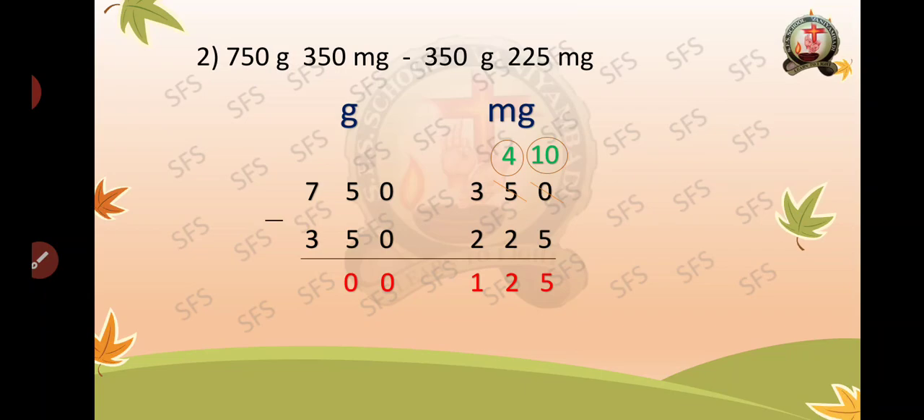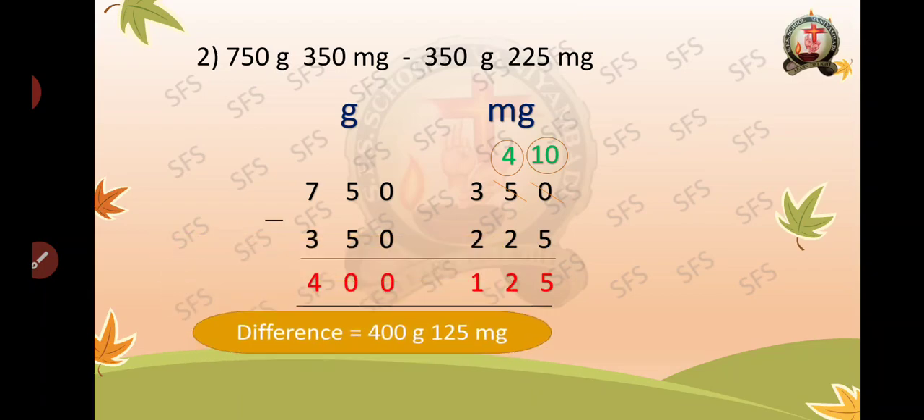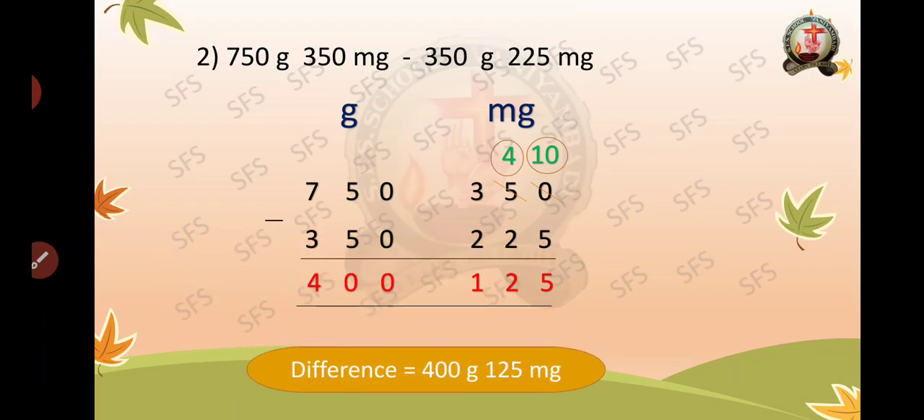Then 7 minus 3. Open up the 7 fingers, then close up 3. How many fingers are remaining, children? It is 4. So 7 minus 3 is 4. Now we have come to the end. Then we have to finalize the answer. So the difference is equal to 400 g 125 mg. This is the finalized answer.